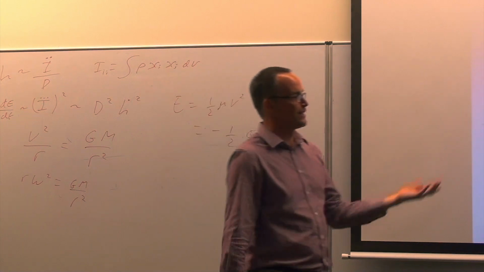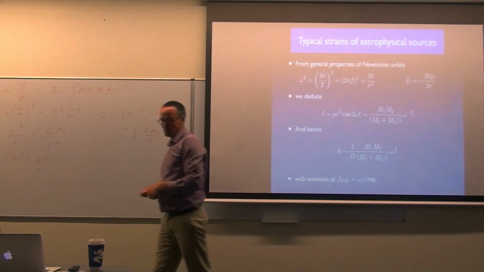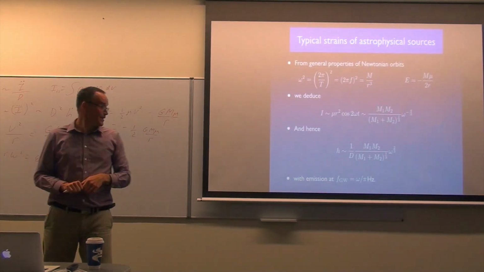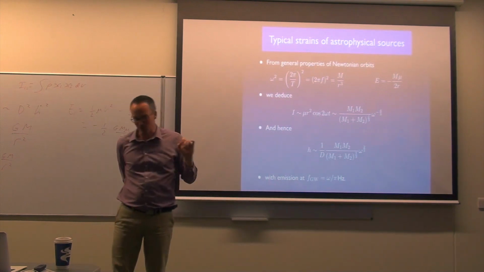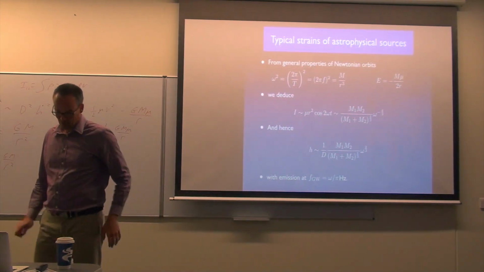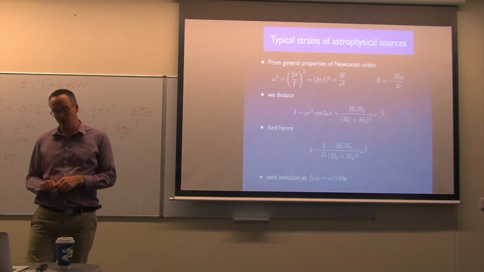Okay? So again, this is a result which you probably derived before. In most of my slides, I'm setting G to equal 1, so you can figure out where the Gs have to go at the end. Right, so far this is all just general properties of Newtonian orbits.